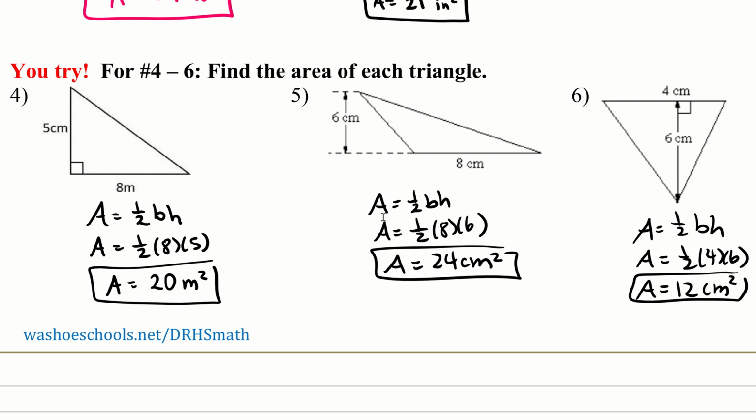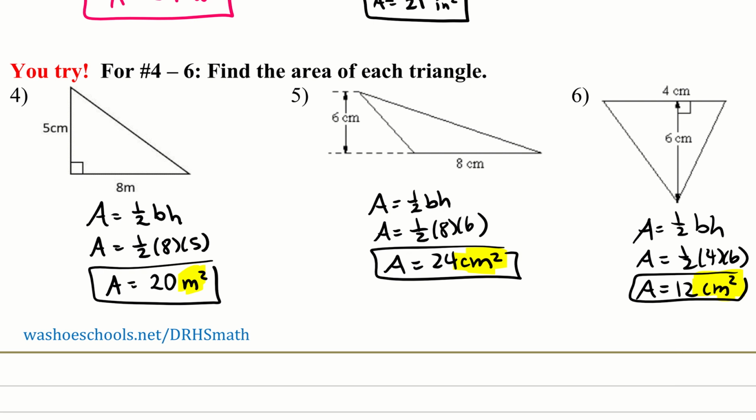I do want to mention a couple things as well. First thing I want to mention is that you might notice that I have units squared listed for every single problem. You might want to look at that as well. Make sure that you have that. So don't just check 20, 24, and 12. Check those units, make sure you've used the correct ones.